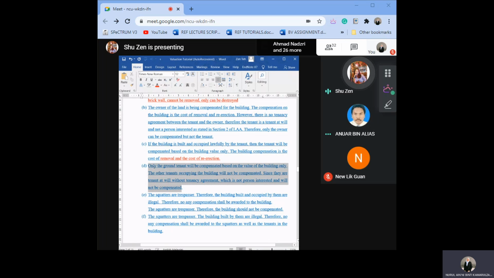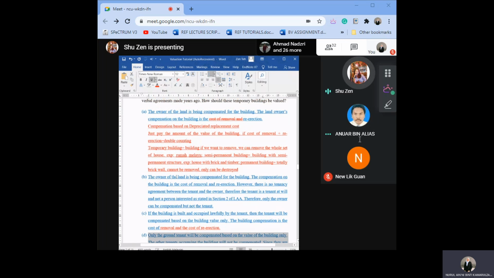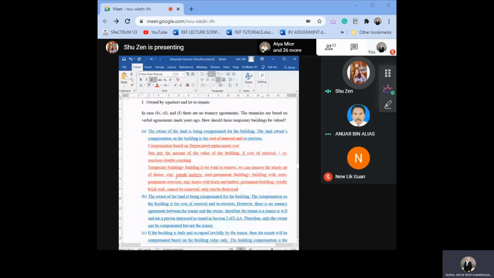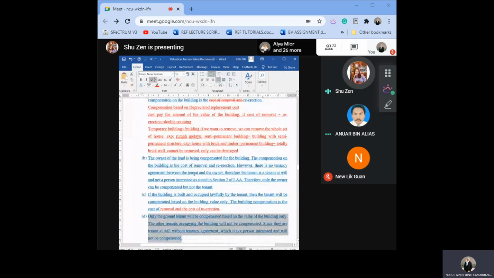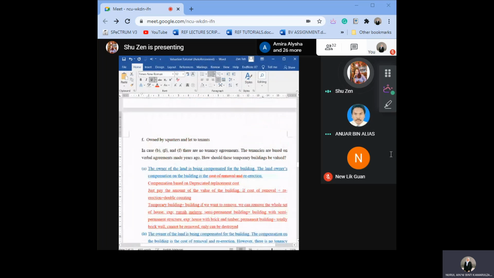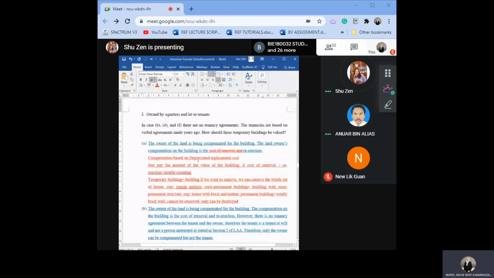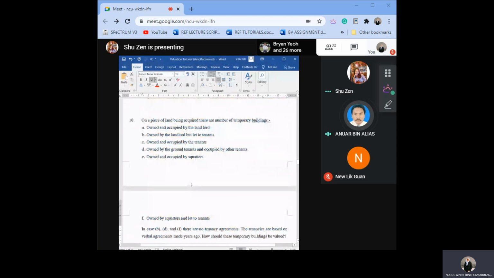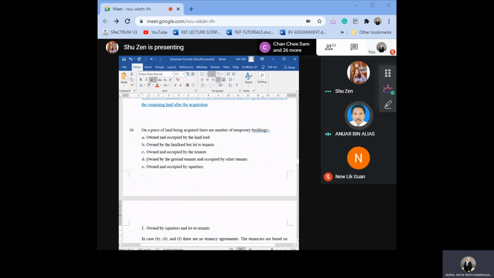I think for this question, I also made some mistakes, because the ground tenant is the original tenant. They rent the house from the landlord. And then, according to the question stating no tenancy agreement, the ground tenant will also not be compensated. The compensation will only go to the landlord. Okay. But the building is built by the ground tenant.